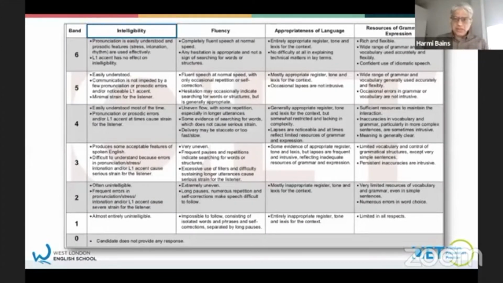These are the 4 criteria at the top: intelligibility, fluency, appropriateness of language, and essentially really grammar and vocabulary here as well.